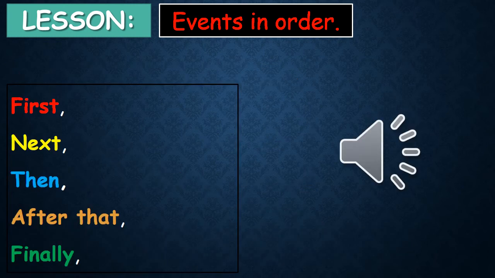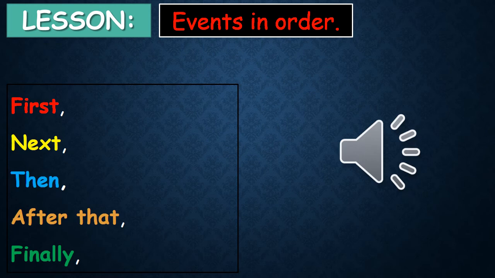Alright, so the last thing, boys and girls, you need to remember the sequence. First, next, then, after that, and finally. We can use this in many places in English when we tell a story. First, I went to the market. Next, I went to the supermarket. Then, I went home. After that, I found my candy bar. Finally, I ate my candy bar.